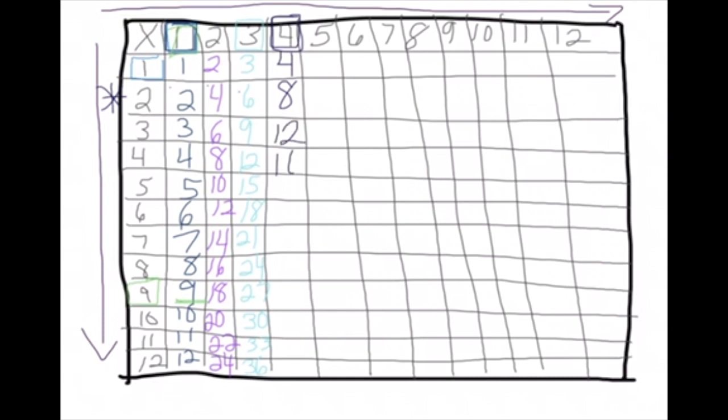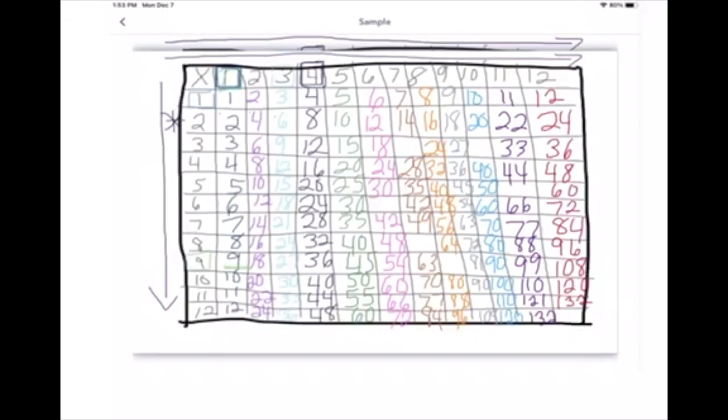12, 16, 20, 24, 28, 32, 36, 40, 44, 48. So I'm just going to fill this in and we'll see how we use it when I'm done. Okay, as you can see, I filled in most of this multiplication chart, but I left some blank so that you could help me fill out the rest.